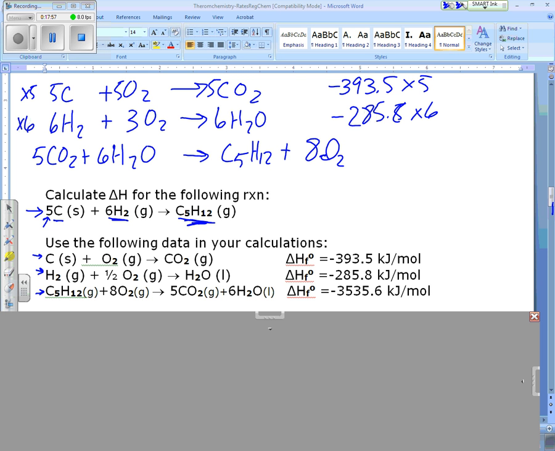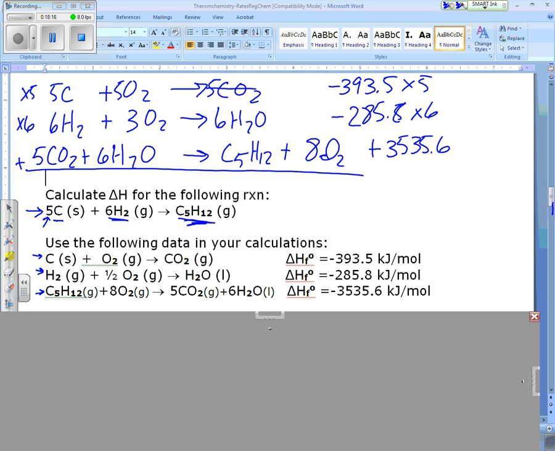And since I flipped the reaction, the original one was 35.6. Since I flipped the reaction, I have to flip the sign, so that's now positive. Now, I've used all my reactions, and I'm going to try and add them together.